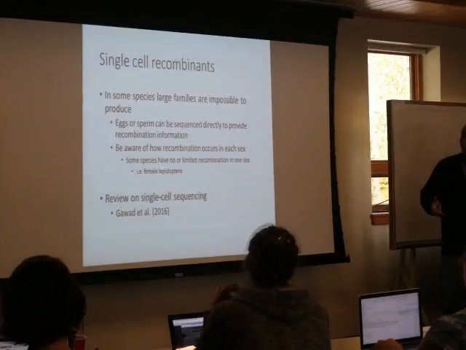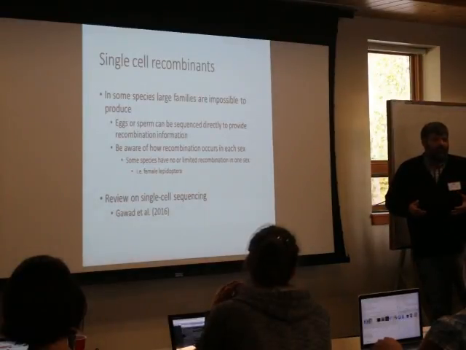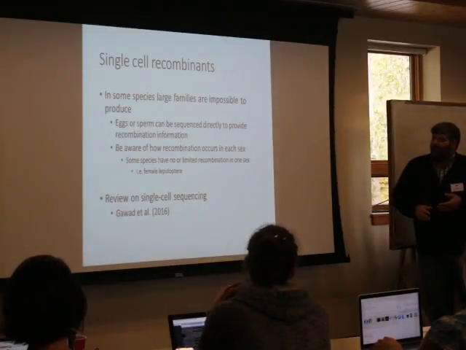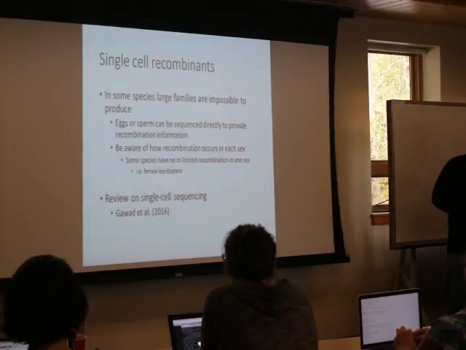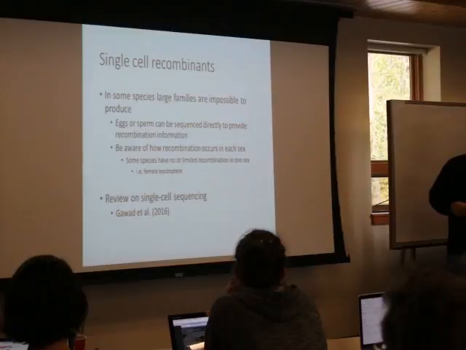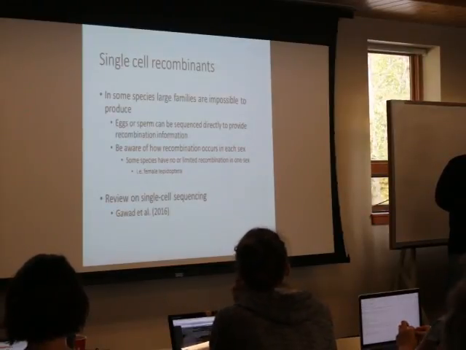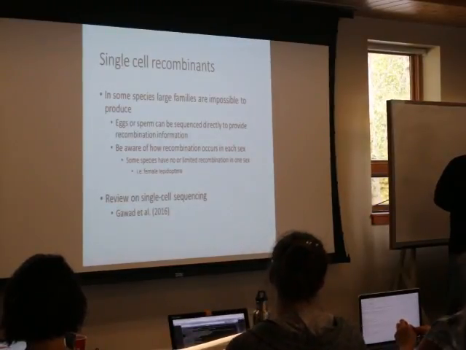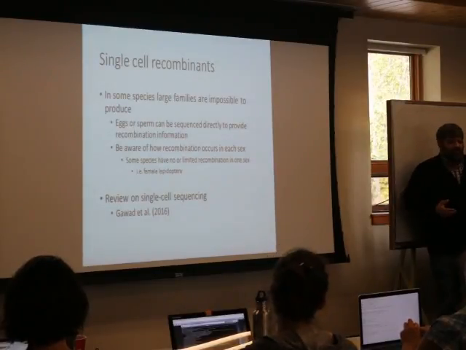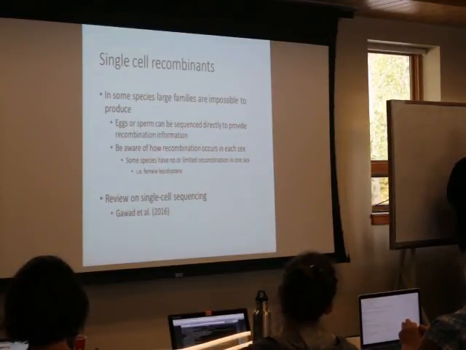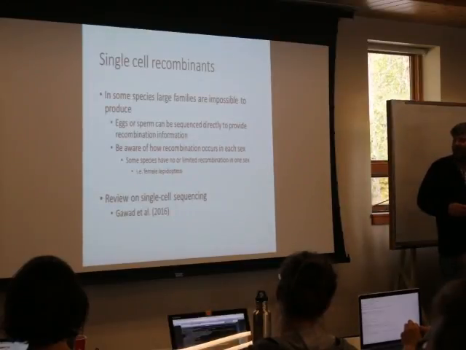Linkage mapping usually requires a lot of offspring to get reliable maps. And in some species, large families are just impossible to produce, either because they just don't have many offspring, or generation times are really long. So you can sequence egg or sperm directly in these species to make your linkage maps.